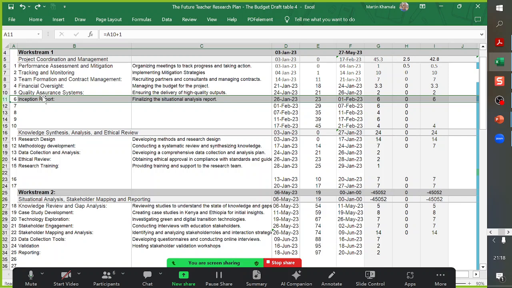Now, I want to ask something. Yes. I want to ask something, Martin. Yes. Because of course, what is coming out is that we don't need the inception report in any work stream, because after all, that's actually outside the work packages and all that. It's something that we sit and agree on without even making it a work package.